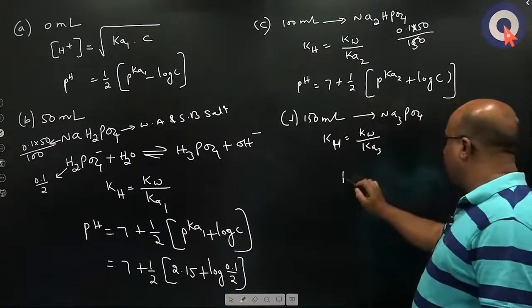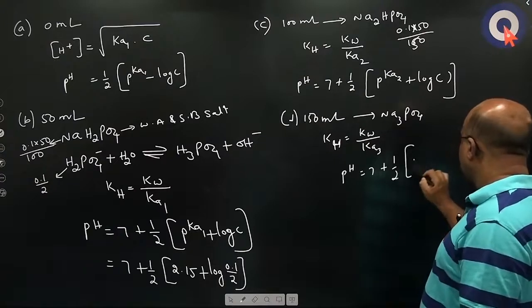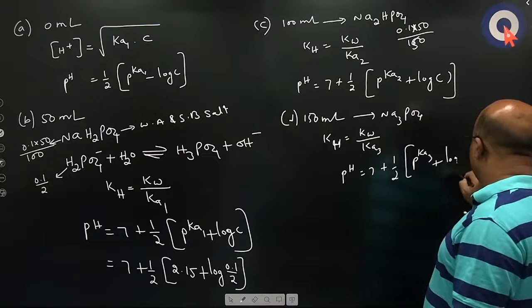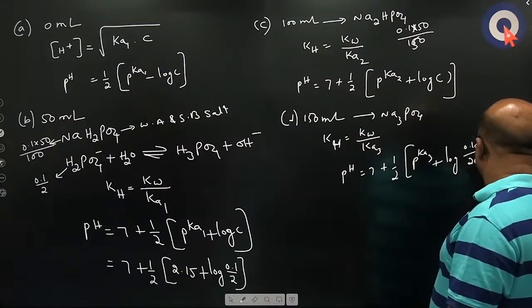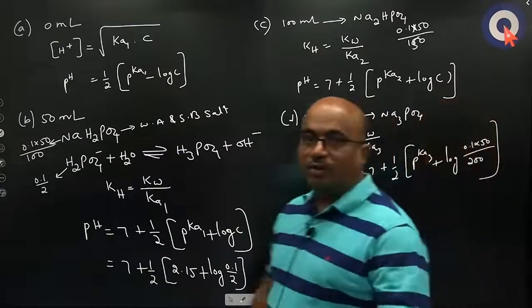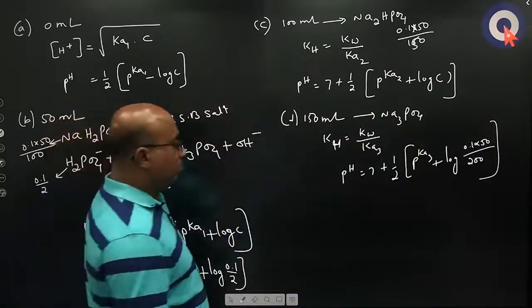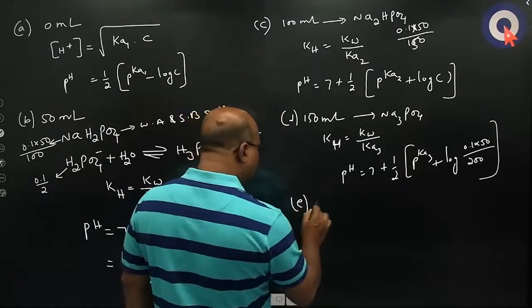So when you write pH again, it's nothing but 7 plus half into pKa3 plus log of C. What is log of C? 0.1 into 50 by 200 in this case. 150 and 50. So we can even calculate pH when it is E, when 200 ml is ours.